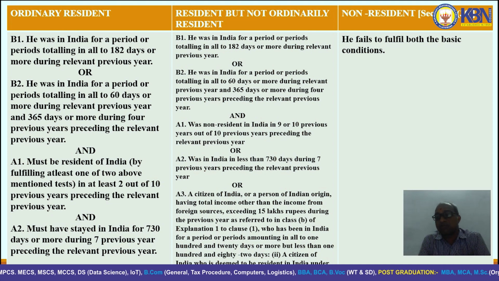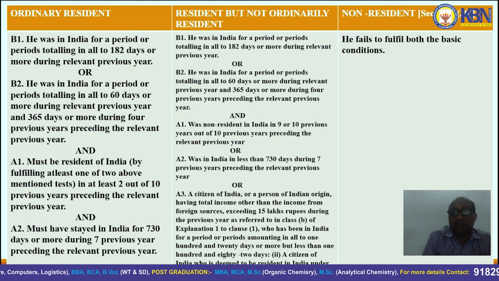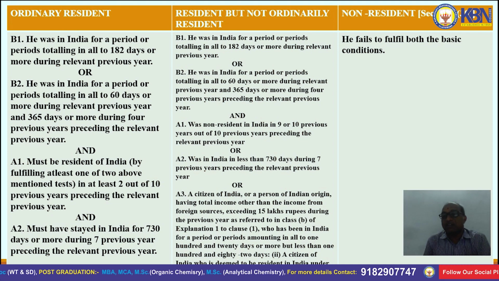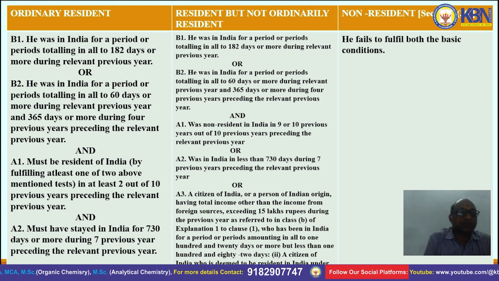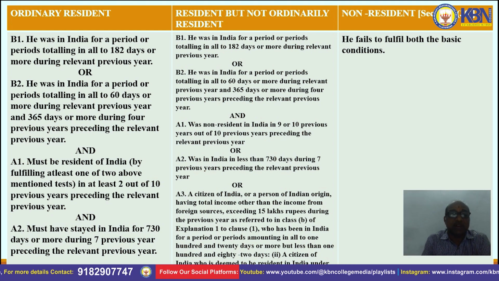So one must note the point that the period is totaling. It is not at a stretch. So whatever the number of days stayed in different stretches, it is totaled. Next, an additional condition is he must be a resident of India, fulfilling at least one of the two above, in at least 2 out of 10 previous years preceding the relevant previous year.